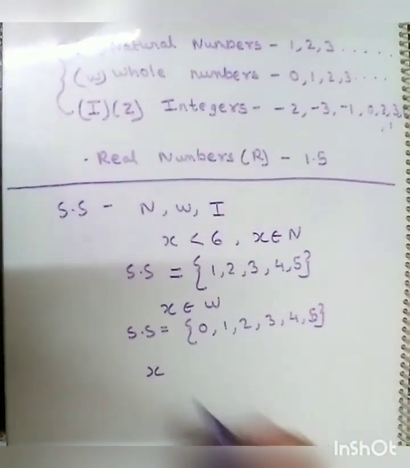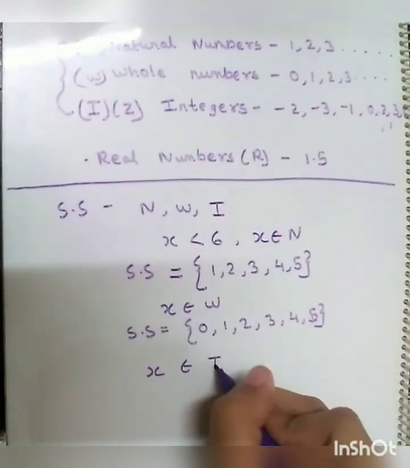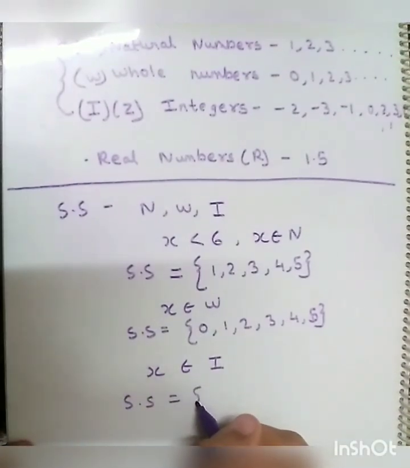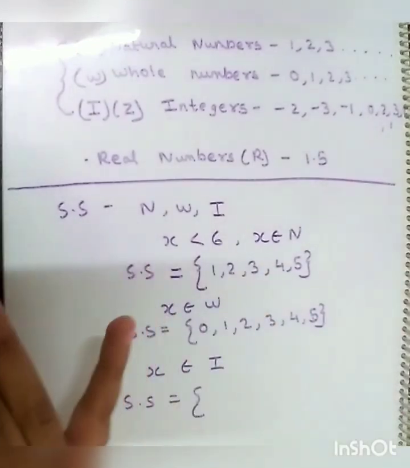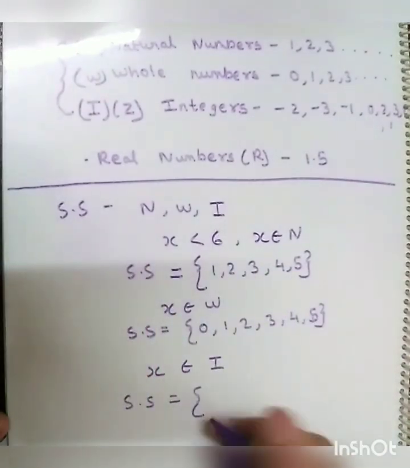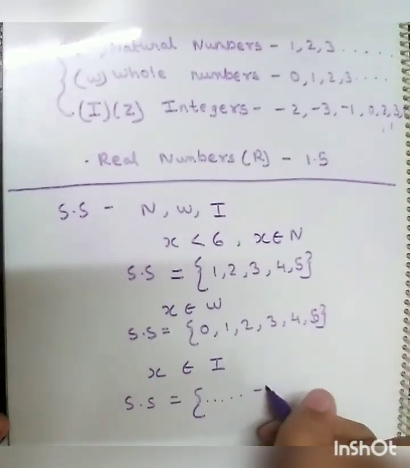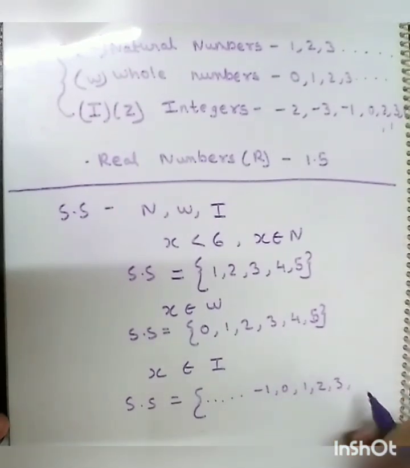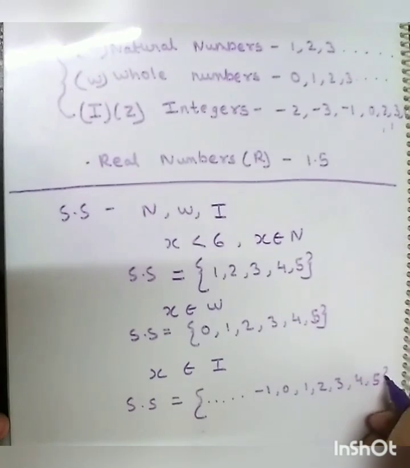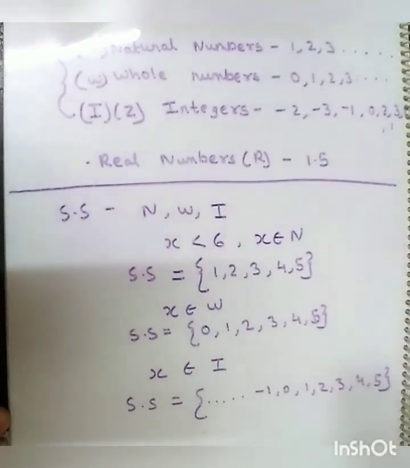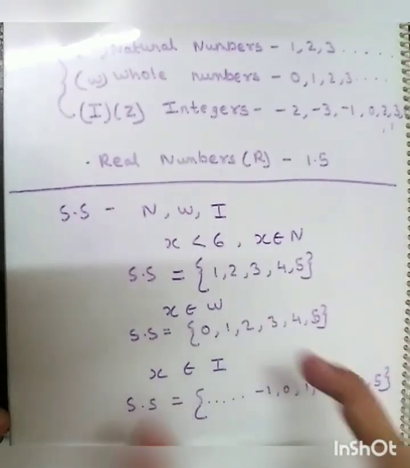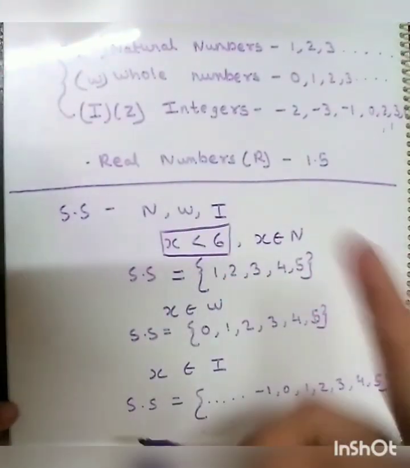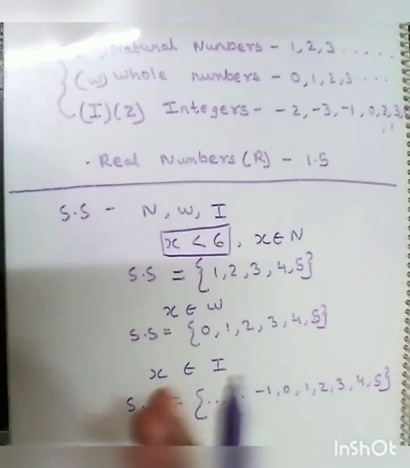And now if x belongs to integers, the solution set is going to be, so all the negative numbers, because they are also less than 6, so you have to put dot dot dot and like minus 1, then 0, 1, 2, 3, 4, 5. In this solution set you can directly write the numbers which belong to this condition, right? But in real numbers we follow a different method.